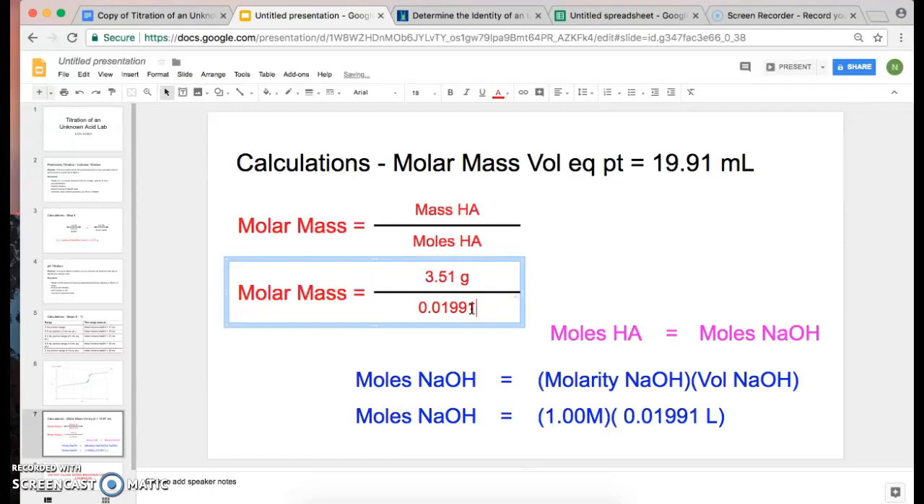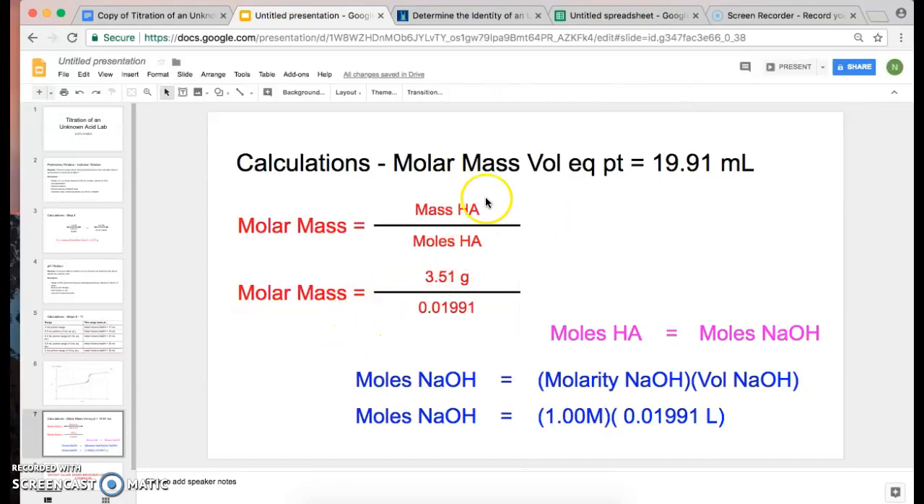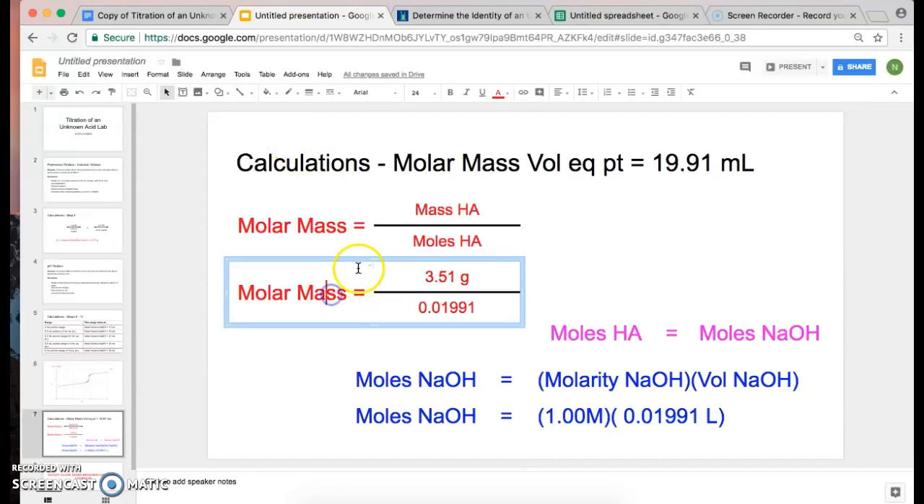And then when I do my calculations, I get the molar mass to be about 176, and that will be grams per mole. All right, so I'm going to keep that piece of information on the side.